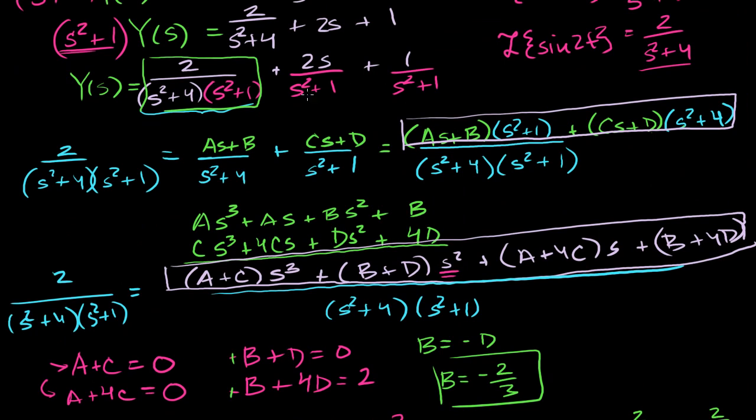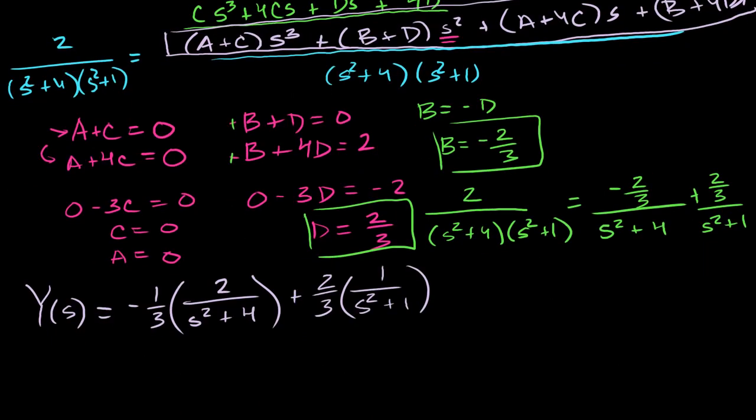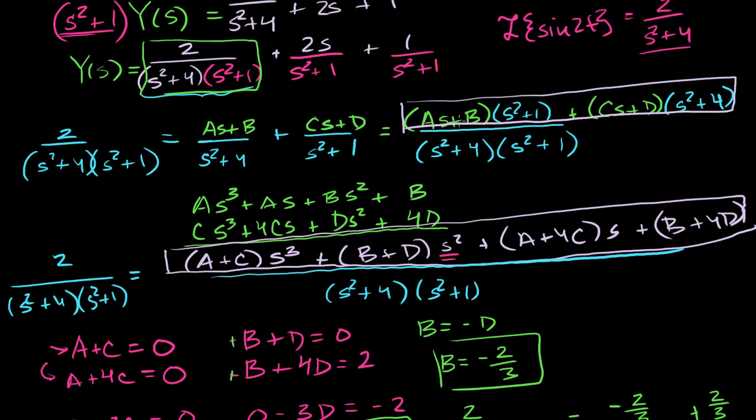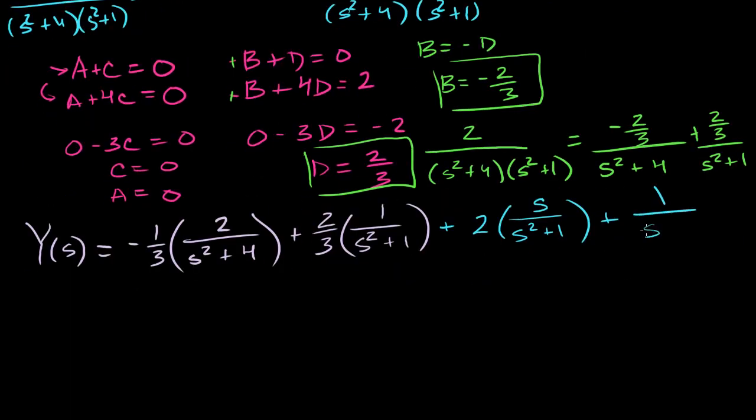I have 2s over s squared plus 1. So let me write that down. So plus 2 times s over s squared plus 1, plus the last one, plus 1 over s squared plus 1. Now, we just take the inverse Laplace transform of the whole thing, and then we'll know what y is.